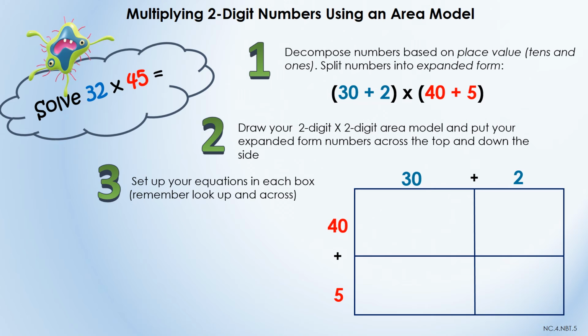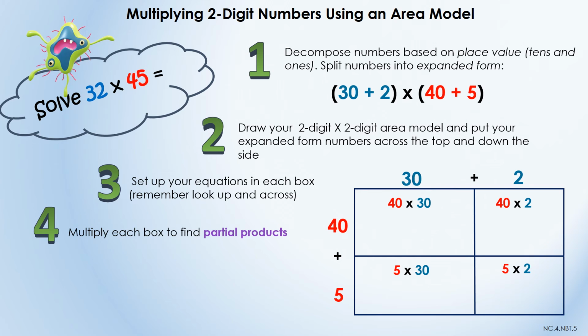And inside that first box, I'd write 40 times 30. I'm going to do that each time so that now I would have 40 times 2, 5 times 30, and 5 times 2 in each one of those boxes. I need to make sure that I am writing the same exact number inside those boxes.